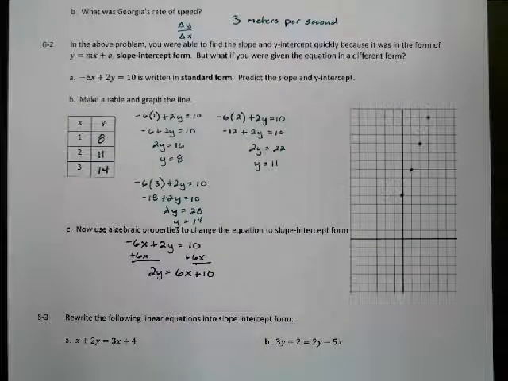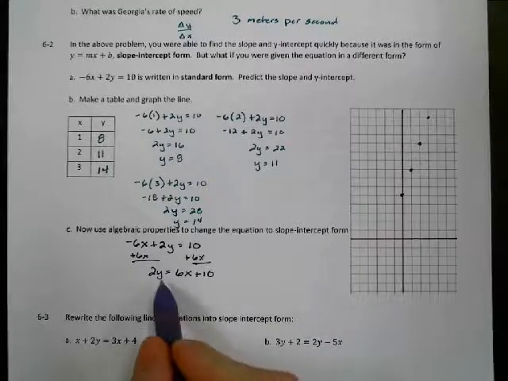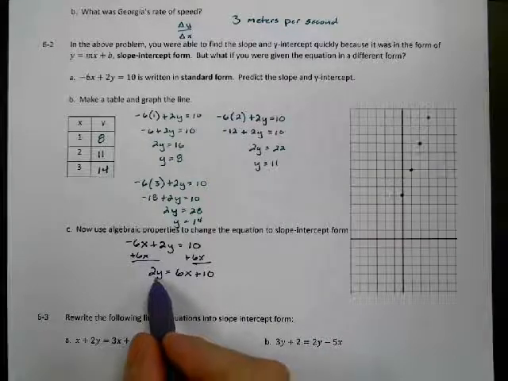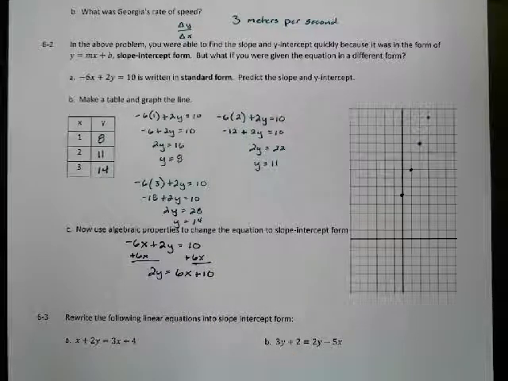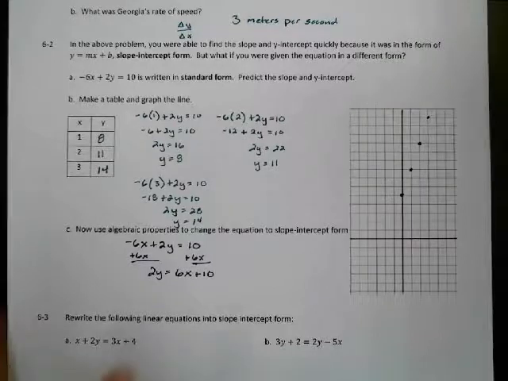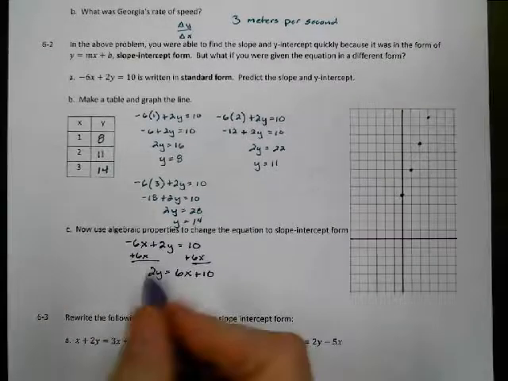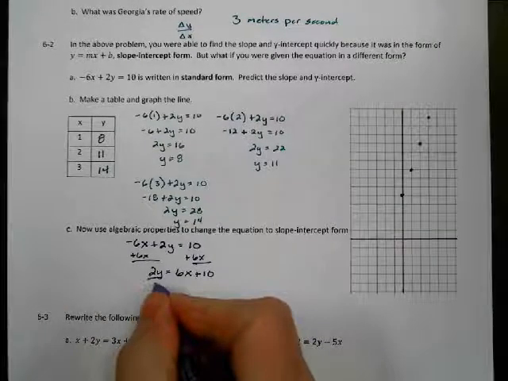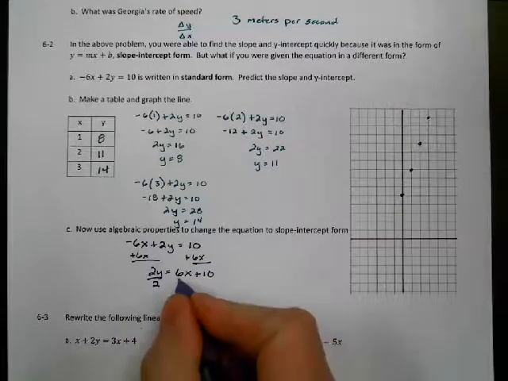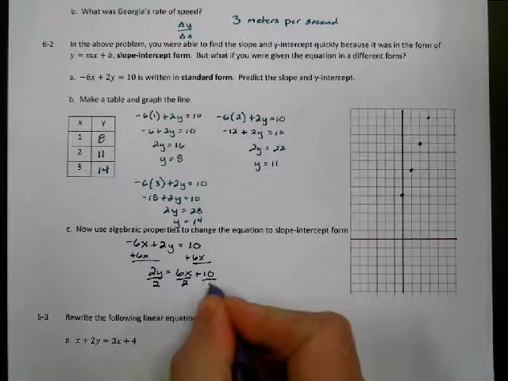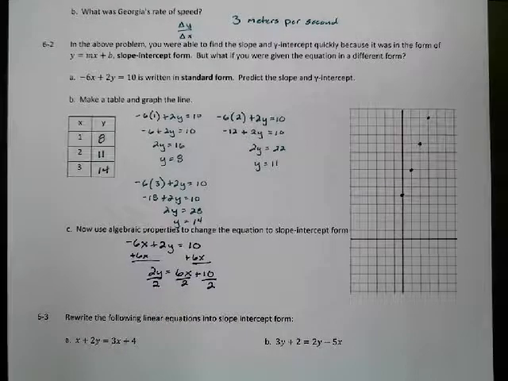Okay, y is not isolated because this is 2 times y. So the opposite of multiplication is division. So I'm going to use my division property of equality. Now, the division property of equality says I have to divide both sides by the same number. So if I divide this side by 2, I have to divide this entire side over here by 2 as well. So the 6x gets divided by 2 and the 10 gets divided by 2. That's the division property of equality, both sides. You can't just pick and choose what gets divided by 2. Everything gets divided by 2.